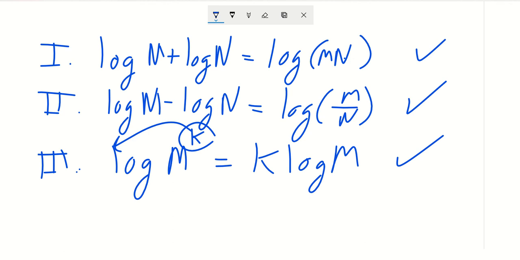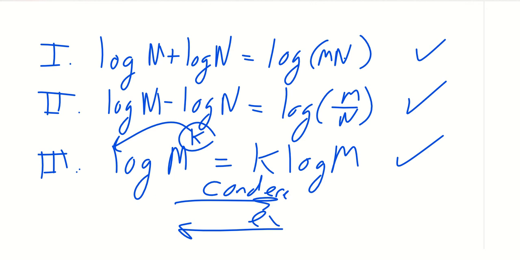And again, anytime you have an equation, there's two sides to any equation. Going in this direction, we can use it to condense and write as a single log. Going in reverse is oftentimes helpful if you're asked to expand or write as multiple logs.